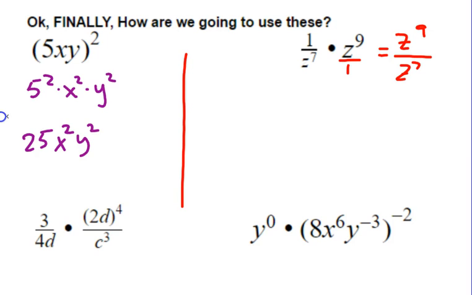It's z to the 9th on top, z to the 7th on the bottom. How many more z's are on the top? Well, there's 2. And 9 minus 7 is 2. And since there are 2 more on the top, we write z squared over 1, or just z squared.